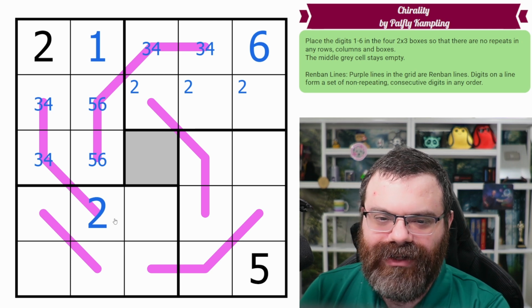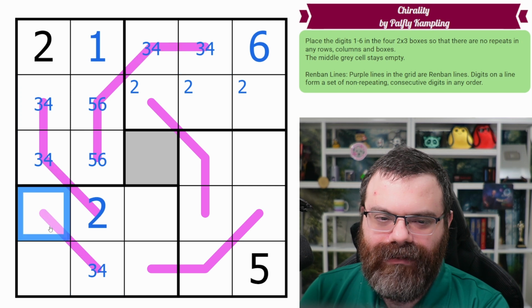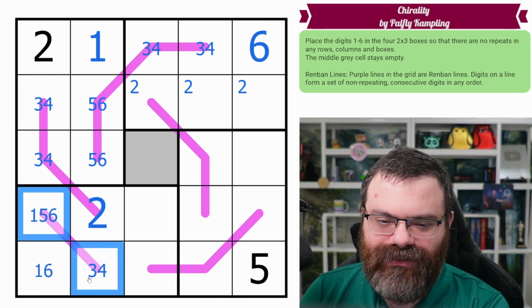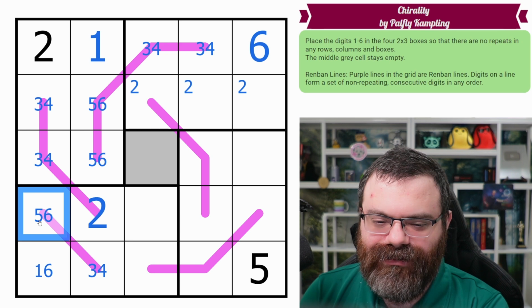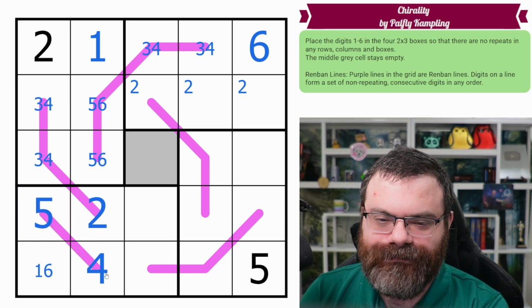Very nice. Okay, that was good progress. This is a 3 or a 4 to finish off the column. This column needs to finish with a 1, 5, or 6. Now, these kind of disagree about what's happening. 1 definitely doesn't go with 3 or 4. 6 definitely doesn't go with 3 or 4. So this is 5 and 4.